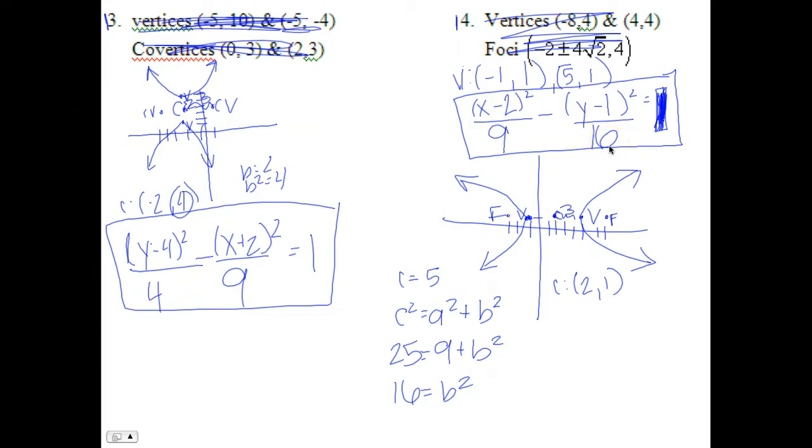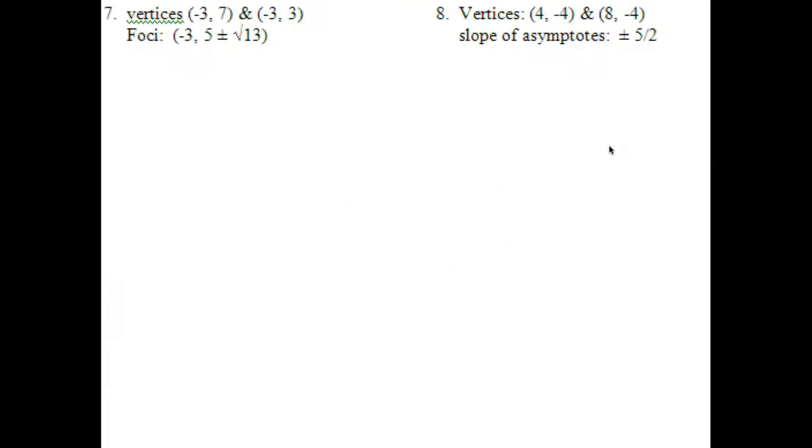All right, I want you to hit pause and work up 15 and then check it with us on the next part. All right, 15. So these are right. I don't know why those two are just completely off.